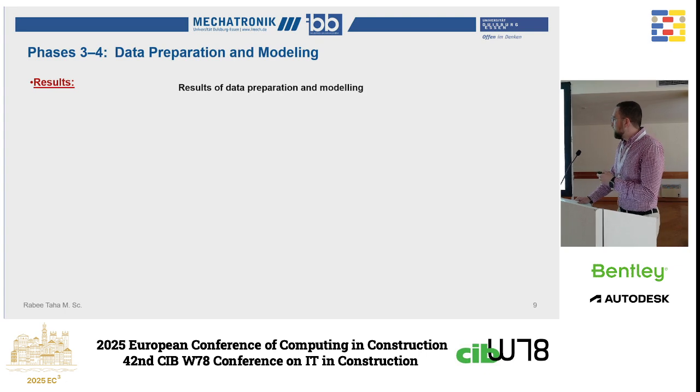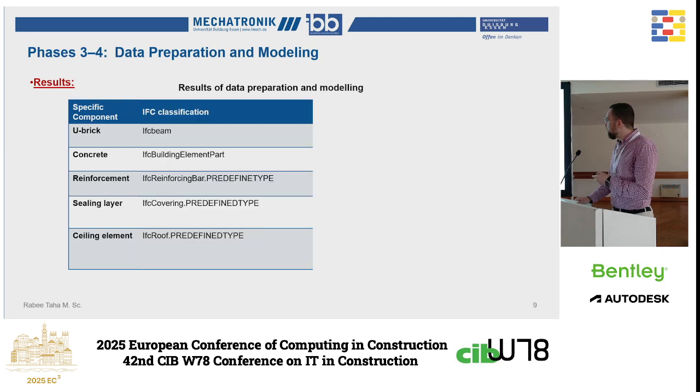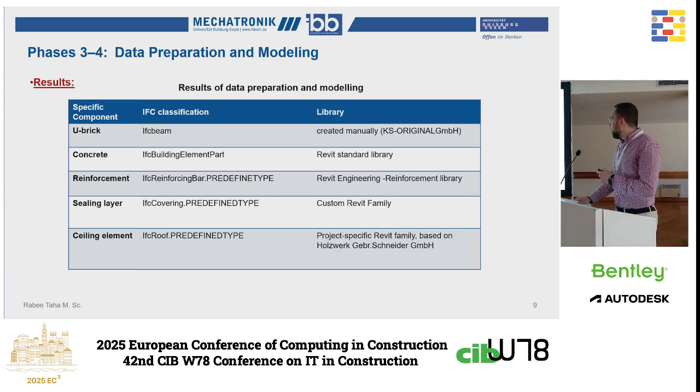So the results of these phases, these were the specific components that we did this analysis for. This was the corresponding IFC classification for each of these components. And for each of them, we then did a small investigation whether their standard Revit libraries included sufficient information to include all the attributes we needed for this automation. For some of them, we needed to create manually our own libraries based on manufacturer informations.